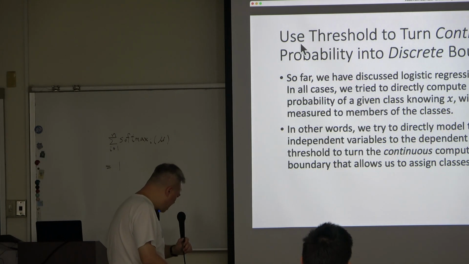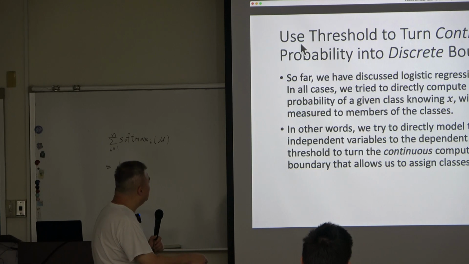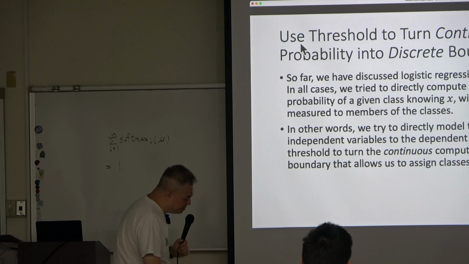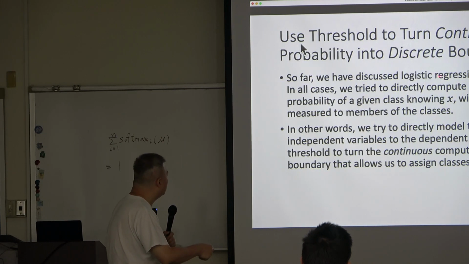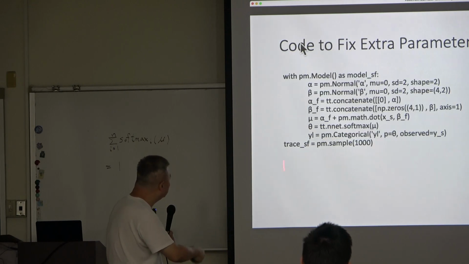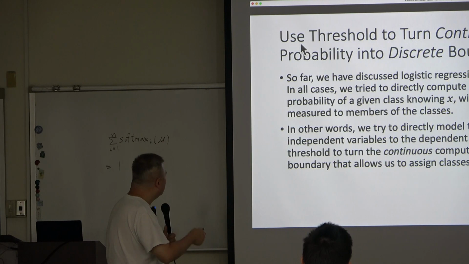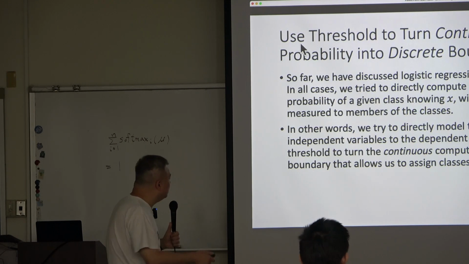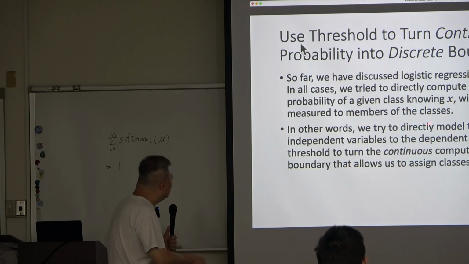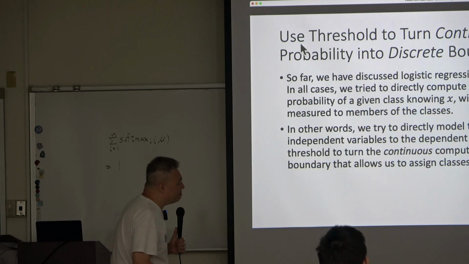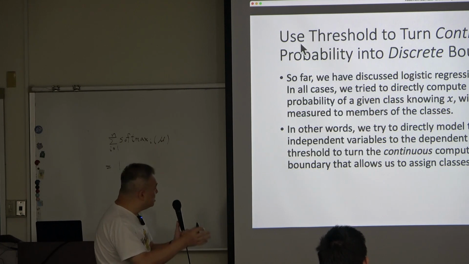So far, we have discussed logistic regression and a few extensions, such as softmax regression. By the way, the previous example is called softmax regression. If you use softmax to replace logistic, that's normally what we call it. In all cases, we try to directly compute P of Y given X, the probability of a class given X, with X being the features, or you can say the data. So in other words, we try to directly model the mapping from the independent variables to the dependent variables.